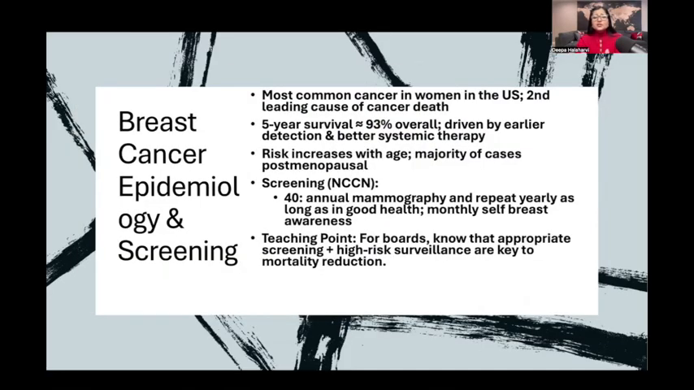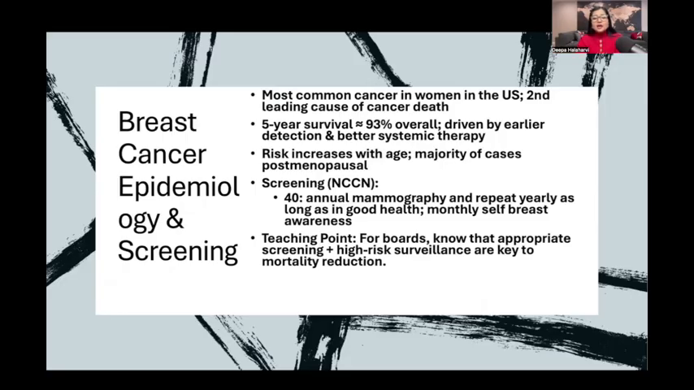Breast cancer is the most common cancer, and the second leading cause of cancer death after lung cancer. 5-year survival is somewhere around 93 to 95%. If you catch it at an early stage, there's a good prognosis and good survival. That's why we push mammograms. The risk does increase with age, and most of the cases are postmenopausal. For screening, we recommend annual screening mammography starting at age 40.